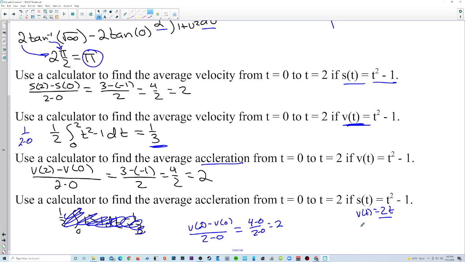But think of it this way also. If you take the derivative of velocity, you just get 2. Well, if the acceleration is always 2, then the average is certainly going to be 2, no matter if we're going from 0 to 2 or 0 to 100.